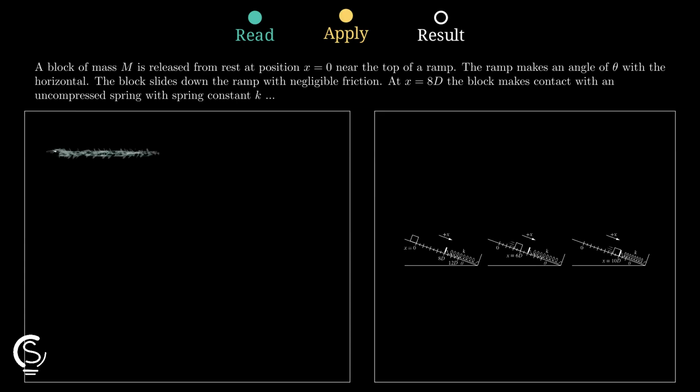The block is released from rest, so K equals 0. The spring is not yet touched, so U sub S equals 0. All energy is gravitational potential energy. U sub G equals E.